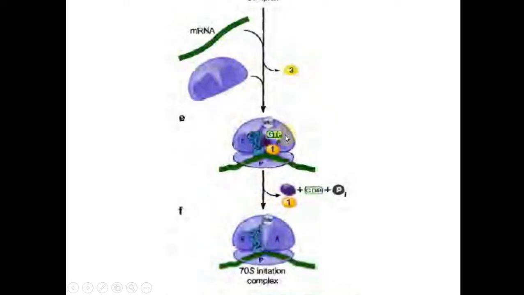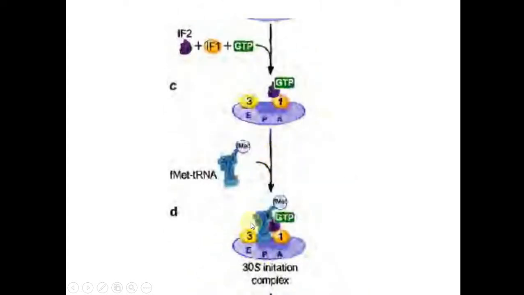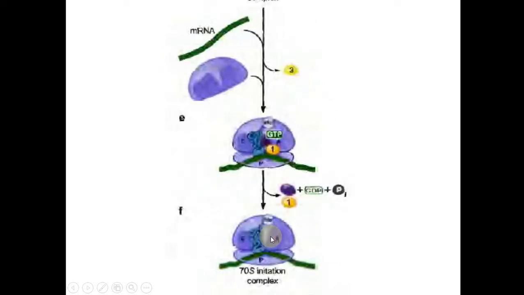Then the larger subunit joins, and this is how the initiation complex forms. Then this initiation complex binds to mRNA. Then IF3 is released and the larger subunit of the ribosome binds. Once the larger subunit binds, GTP on IF2 is hydrolyzed to GDP, and IF2 and IF1 are both released. When it is GTP, IF2 is active. When it is hydrolyzed to GDP, IF2 is inactive, therefore it leaves its place.